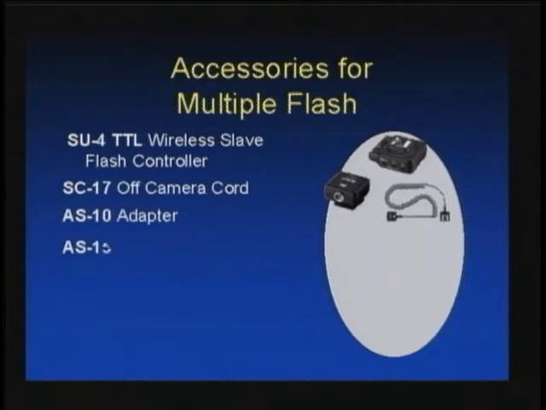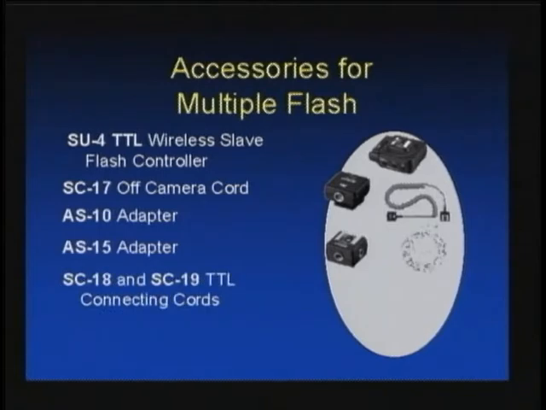The AS15 adapter gives you a hot shoe for placing a Speedlight on top, as well as 3 additional corded satellite Speedlights that can be controlled through the cord system. The SC18 and SC19 cords are 1 meter and 3 meters in length. They've been in our line for a long time, and you can do terrific and exciting corded TTL remote photography.